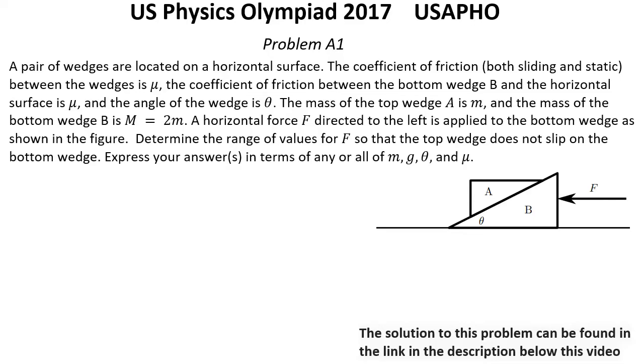US Physics Olympiad, year 2017, USAPHO, final round. There were 2 parts for this round. The first part was 4 problems A, and the second part was 2 problems B. For each part, 60 minutes were given.